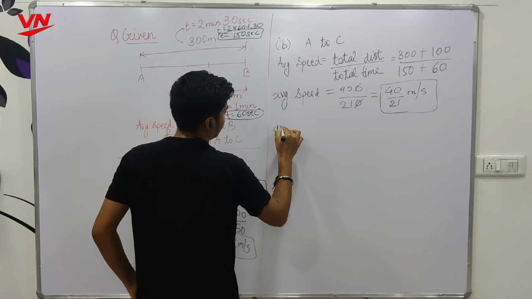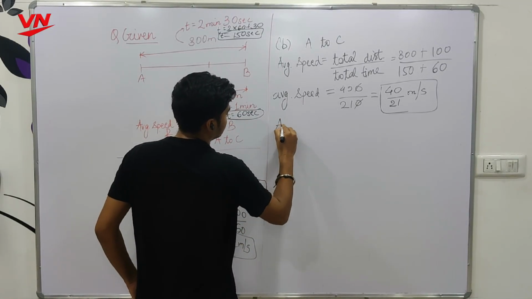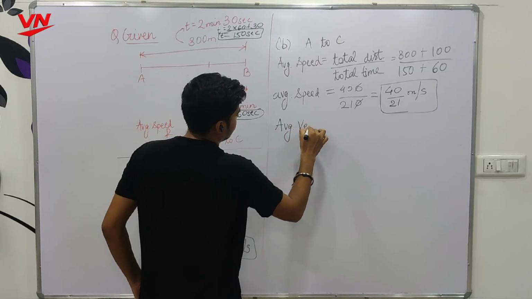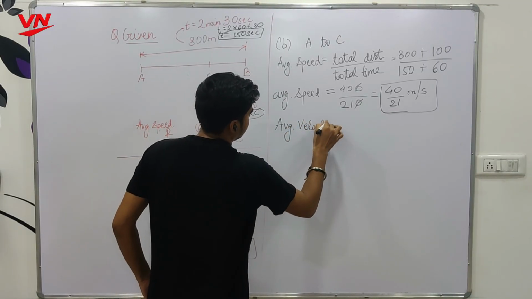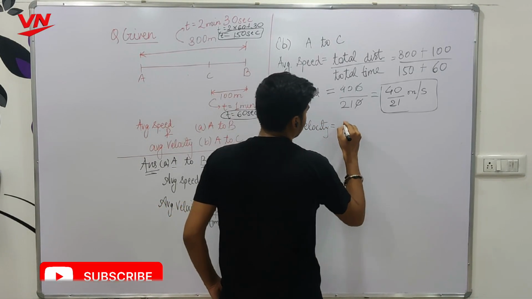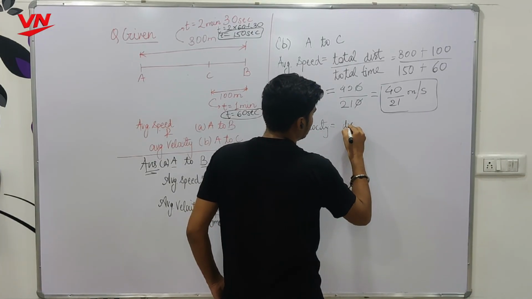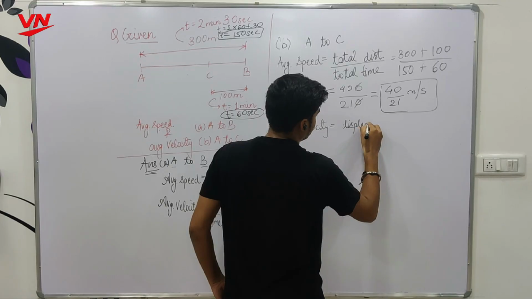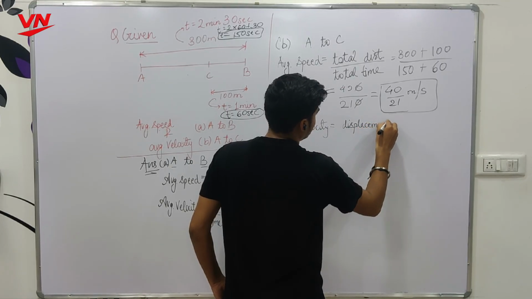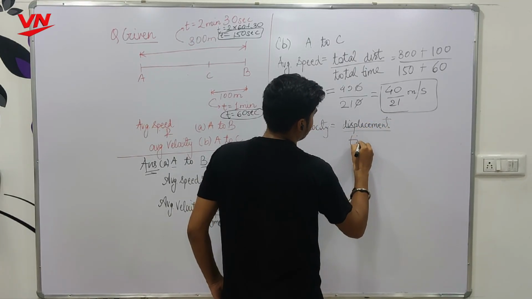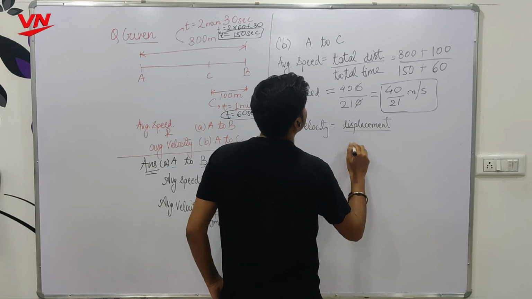Now another thing is to calculate the average velocity. It will be the distance between the final point and the initial point, that is, displacement only. Displacement upon time. Here I will take the total time.